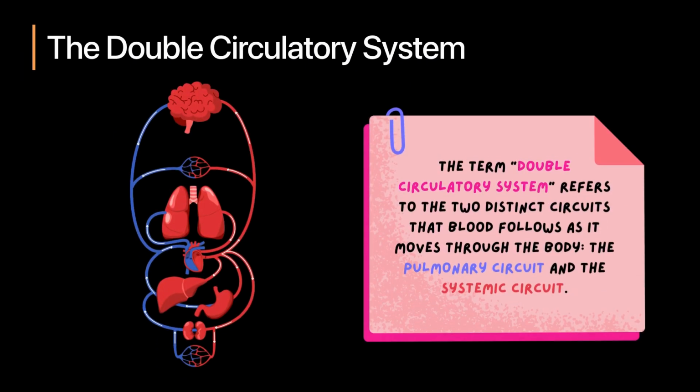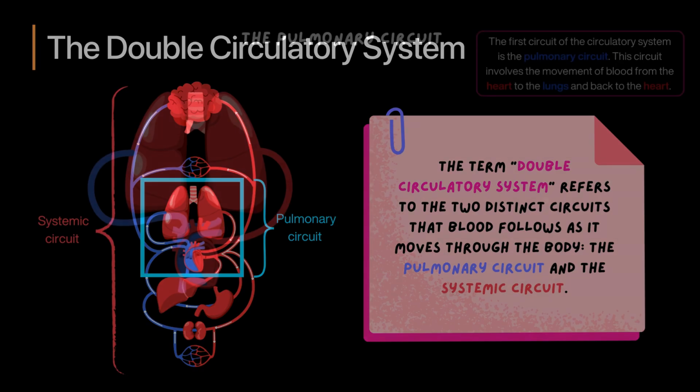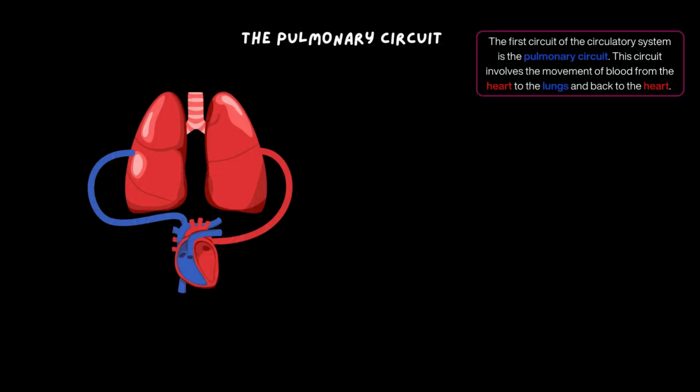The term double circulatory system refers to the two distinct circuits that blood follows as it moves through the body, the pulmonary circuit and the systemic circuit. Let's go through these circuits in more detail. The first circuit of the circulatory system is the pulmonary circuit. This circuit involves the movement of blood from the heart to the lungs and back to the heart.